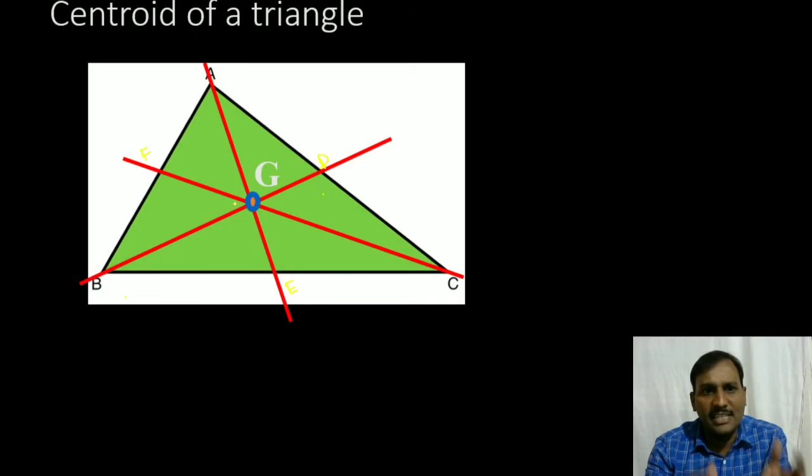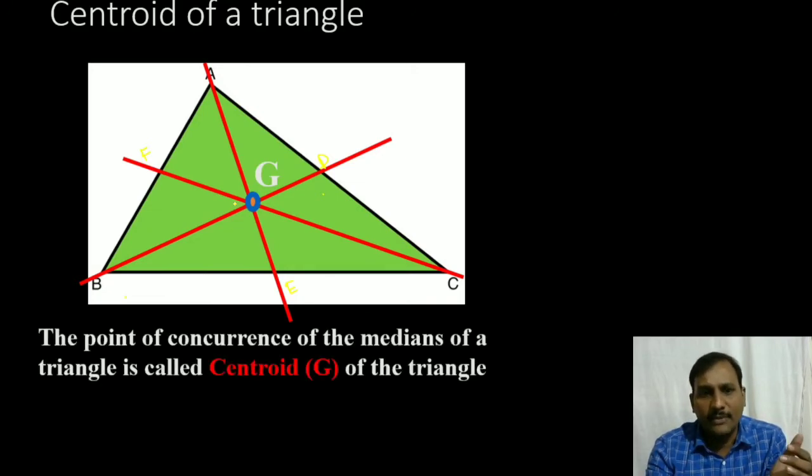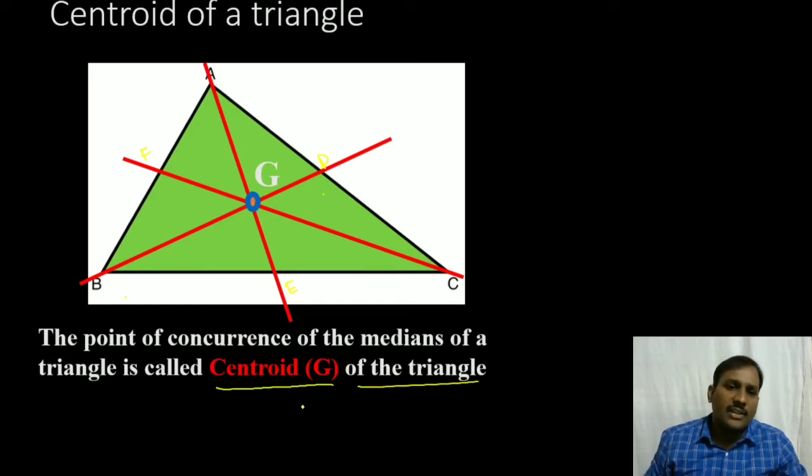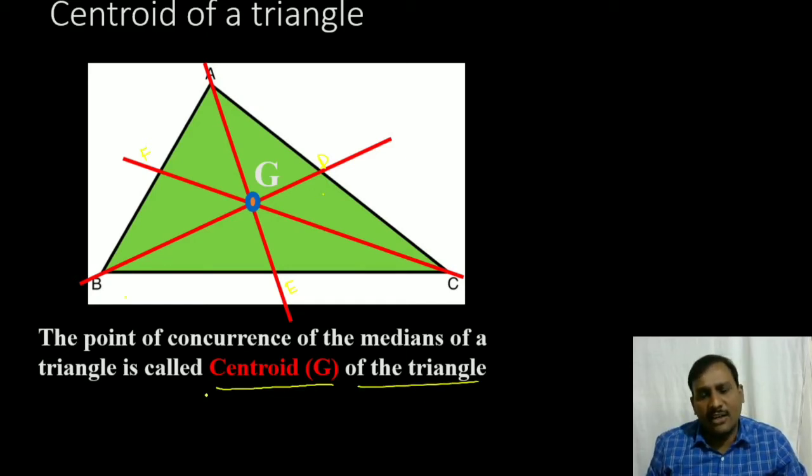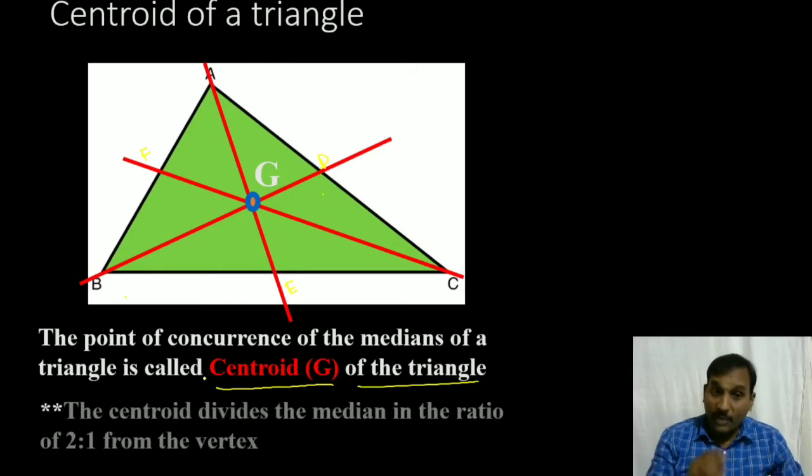So the medians of a triangle meet at a point which is called the centroid. Okay, so the point of concurrence of the medians of a triangle is called the centroid of the triangle. So how to find this centroid, we'll know now. And one more important thing about this centroid.